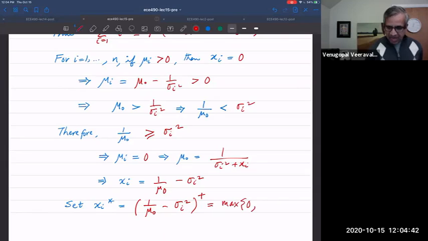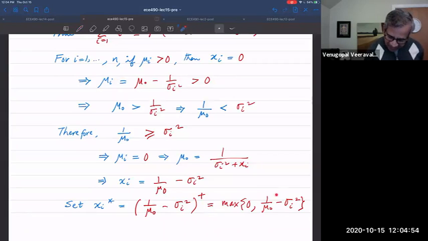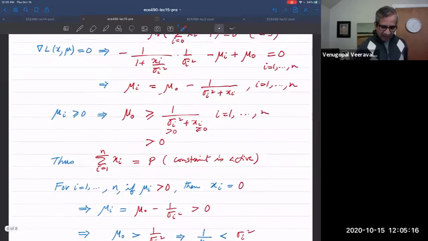Or it can be written as max of 0 and 1 over mu 0 minus sigma I squared. So in other words, if this is non-negative, then xi star is equal to that value. But if it's negative, it's going to be 0. Okay, so that's what we get from solving these equations.